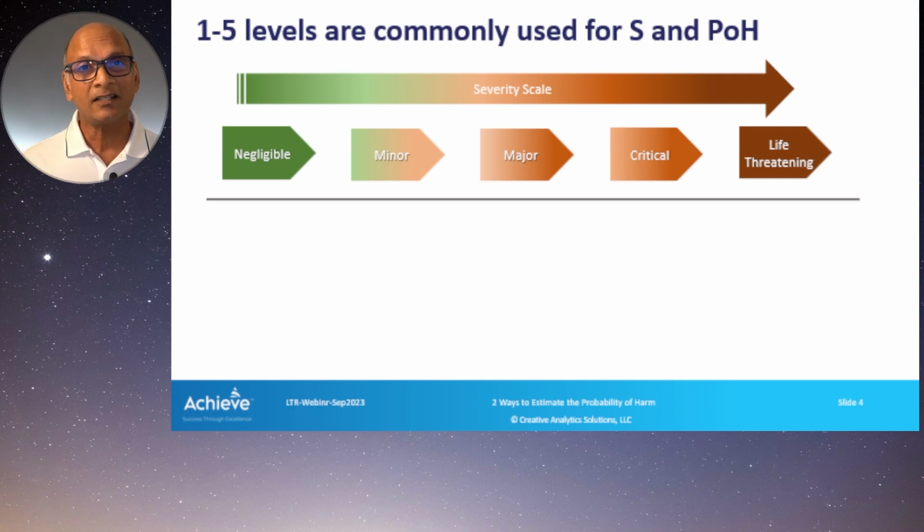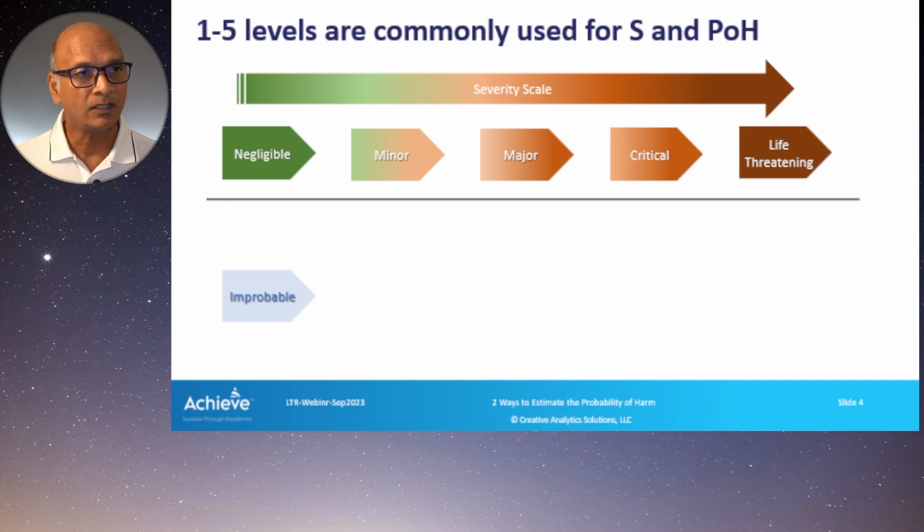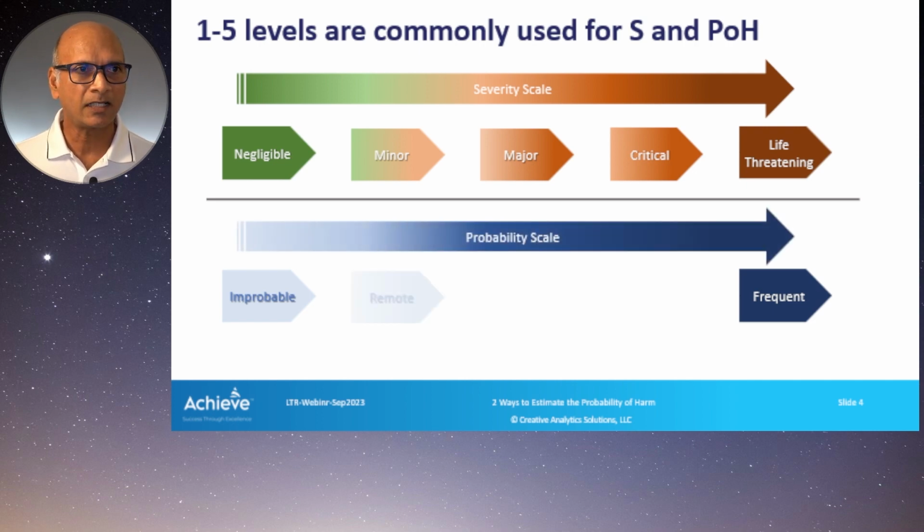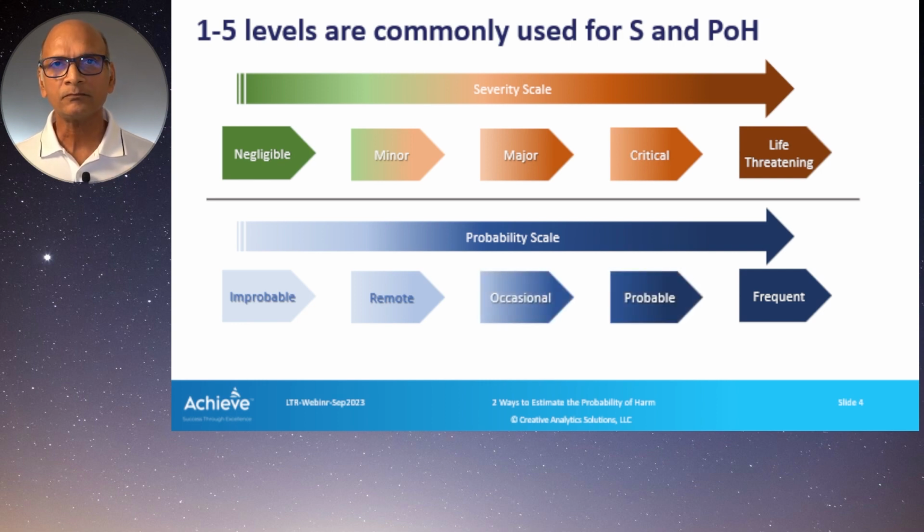Now, having said that, I'm sure you have probably defined what these levels mean in crystal clear terms, so there's no confusion, with some examples, right? That's how maybe you have set it up. Similarly, on a probability scale, you have 1 to 5 levels, starting from maybe improbable to frequent, and then you have the scale filled up with remote, occasional, and probable. You might be using different terminology, but generally a 1 to 5 scale is used.